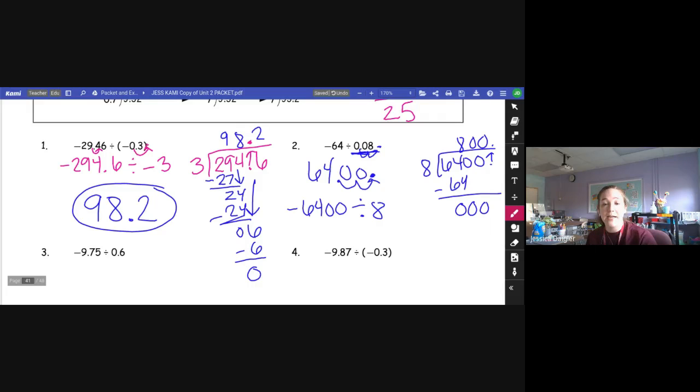Now I'm going to pay attention to my negatives again. I had a negative divided by a positive. So those are different signs, and my answer is going to be a negative 800. That's about as hard as it gets with those 2 double jumps.